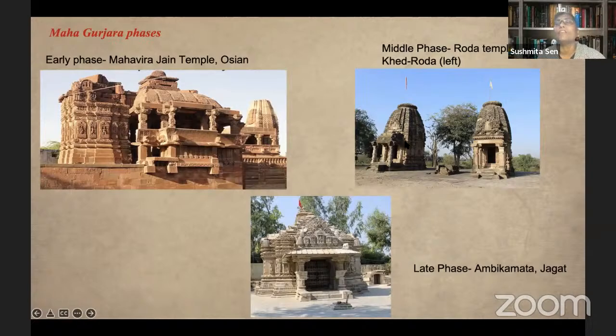In the second phase, the middle phase, this is the Rhoda Temple, which has a curvilinear shikhara, the Latina type of shikhar, and a small veranda, which in later times developed into a sort of mandap or veranda, you can say, and then there was the Garbhagriha.